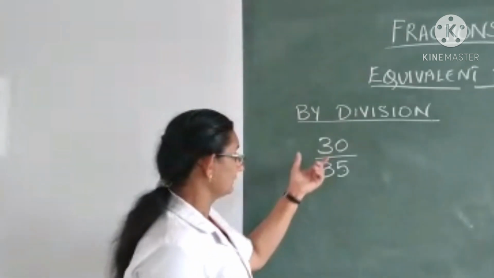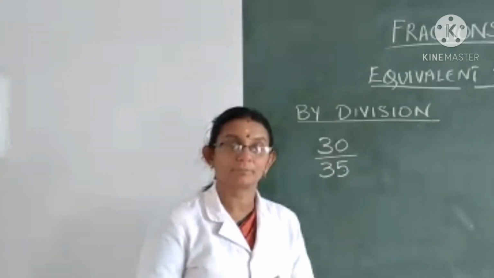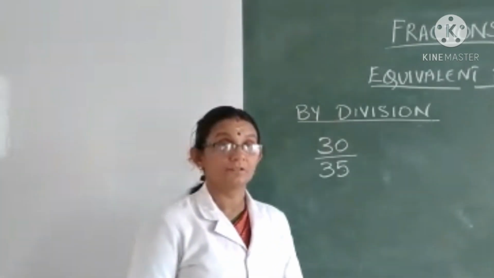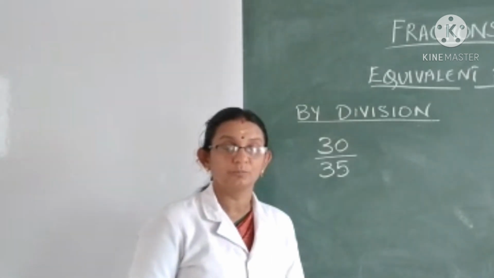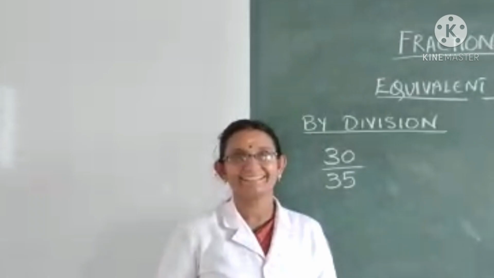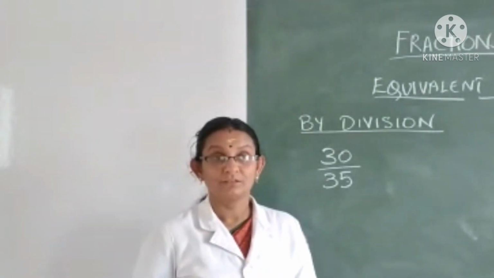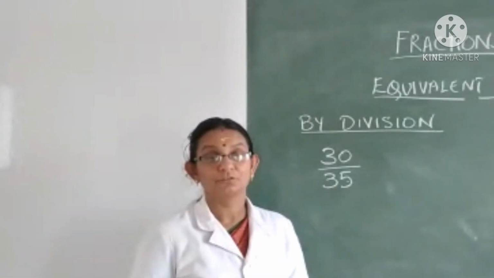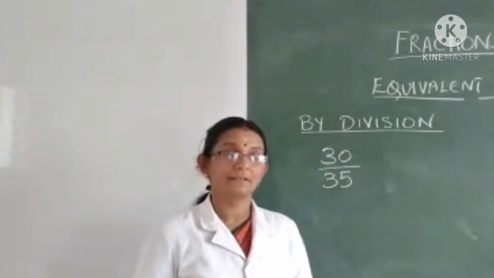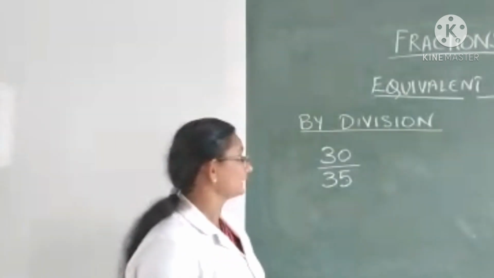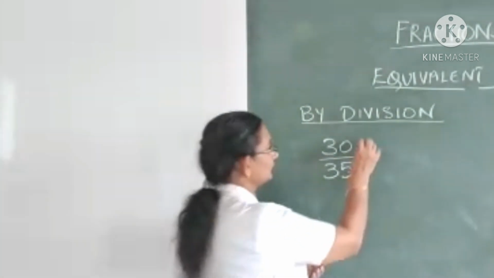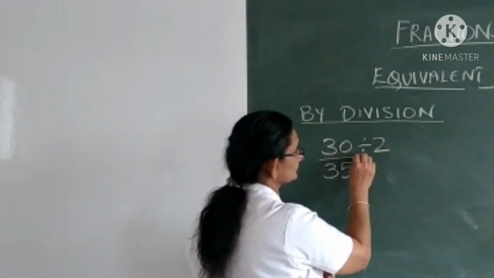So first we have the fraction 30 by 35. To find an equivalent fraction, we have to divide the numerator as well as the denominator by the same number. So first I will see whether it is possible for me to find an equivalent fraction by dividing the numerator and denominator of 30 by 35 by 2. Okay? So I am going to divide this by 2.